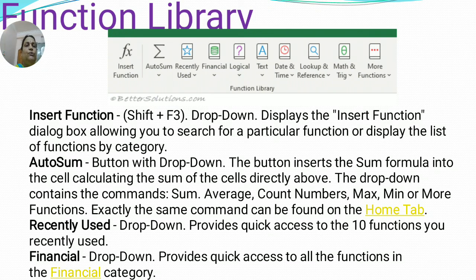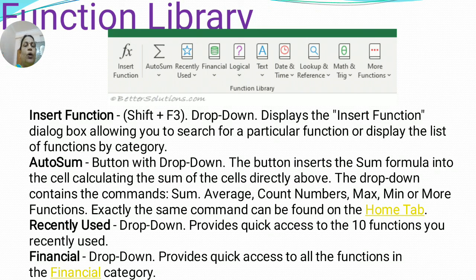This is a command which is used to select different types of functions, that is, from the list of the functions category. We have already seen an autosum command in home tab. Autosum is a command which is used for generating the total of the values of the selected range of cells. Now fx, that is insert function, is a very important function in Excel, which is used to generate different types of formulas from the list of functions under the category.